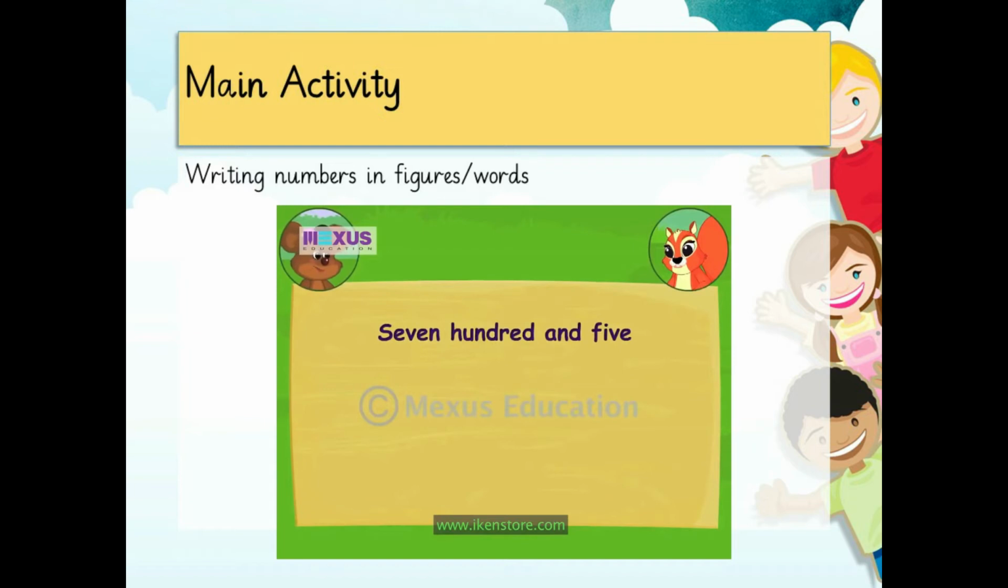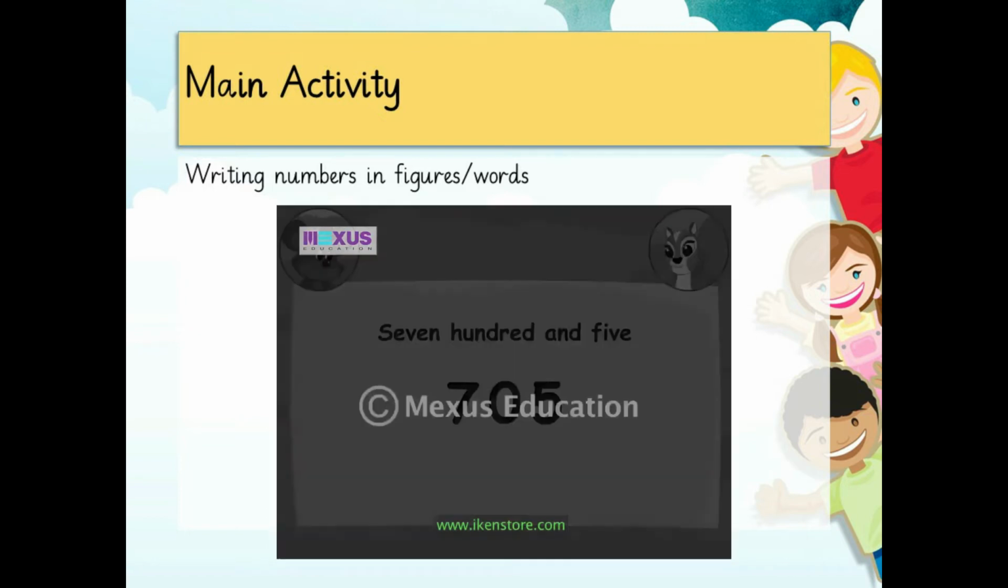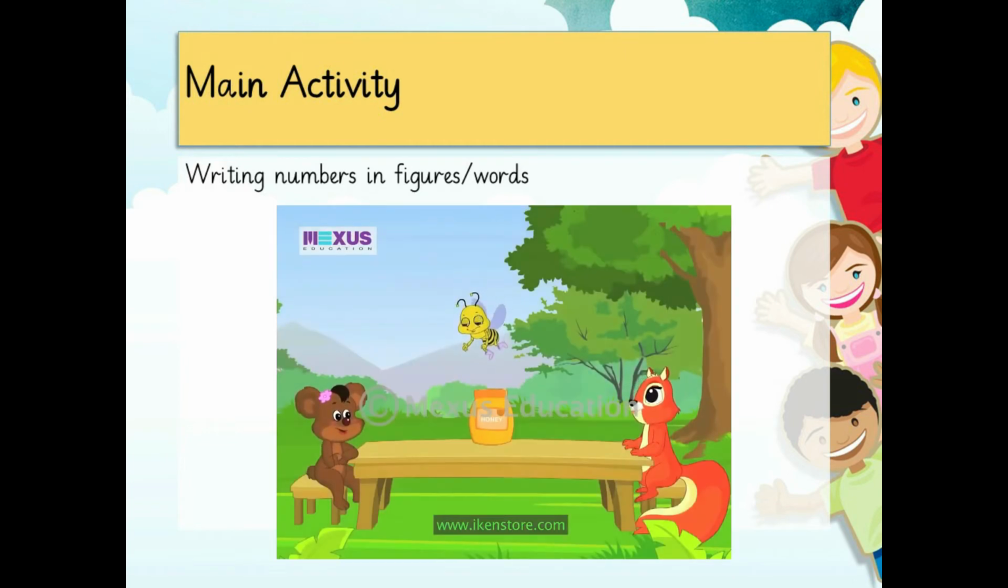Now, identify the figures for the number given in words, Amber. 700 means the digit in the hundredths place is 7. The digits in the tens and ones place are 0 and 5. So the number is written as this. You're right, Amber.